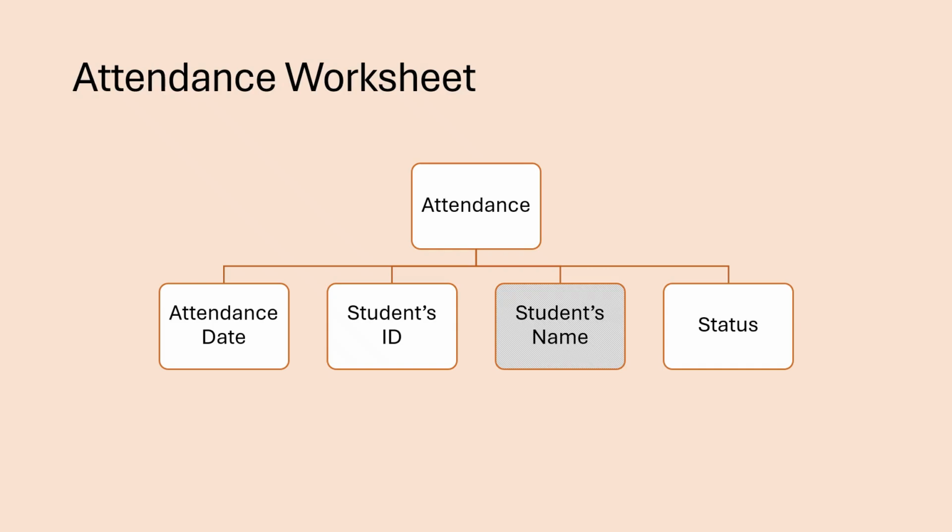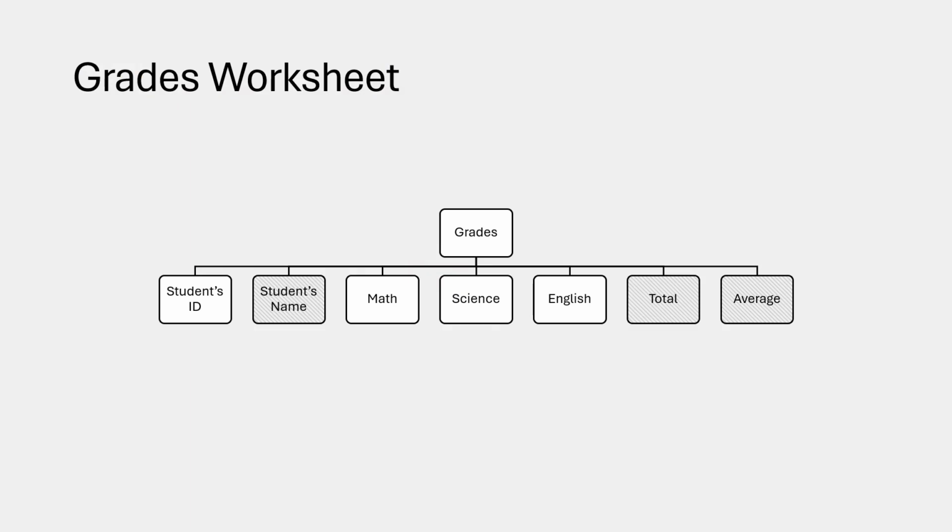The full name can be derived from the student's worksheet. So we'll enter only attendance date, student's ID, and the status: present, absent, or late. In the grades worksheet, we edit student's ID and the remark of each subject. Then we can calculate the total remark and average for each student.